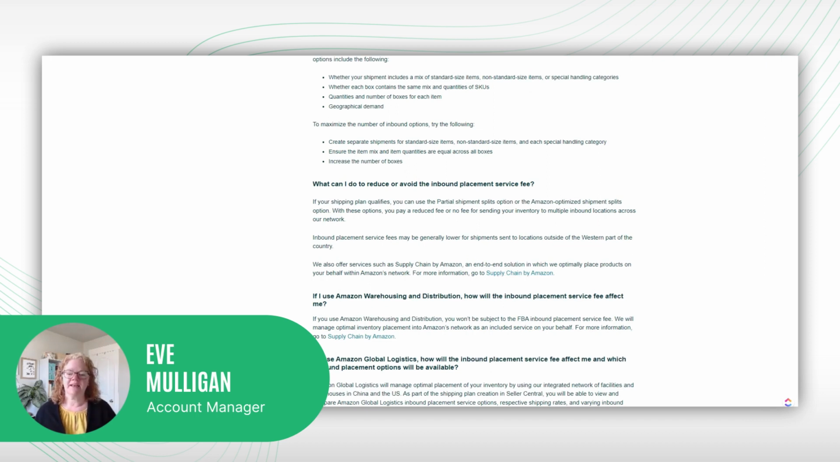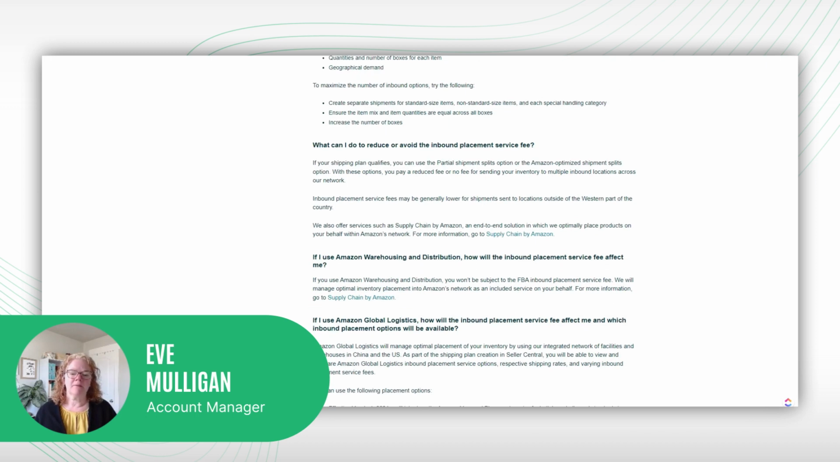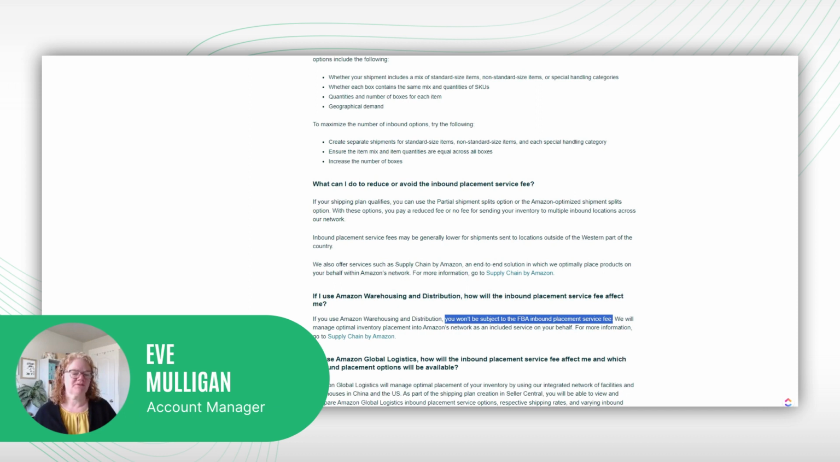And what they're telling us is right here, this gem. If you use AWD, you won't be subject to the FBA inbound placement service fee. This could be huge. If you're currently juggling a 3PL, maybe it's time to look at AWD and see how those rates compare to your 3PL rates.